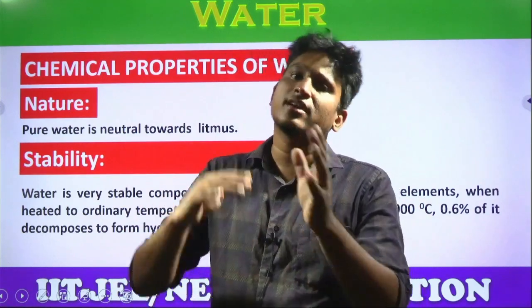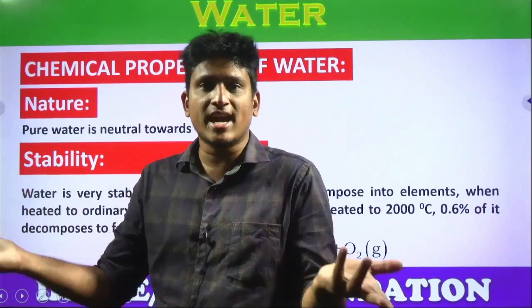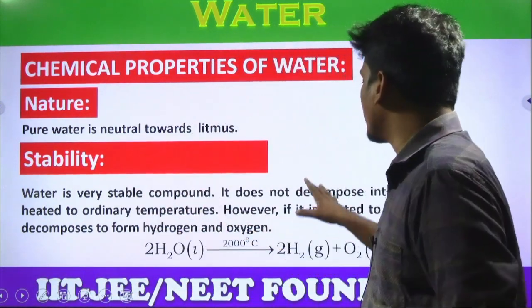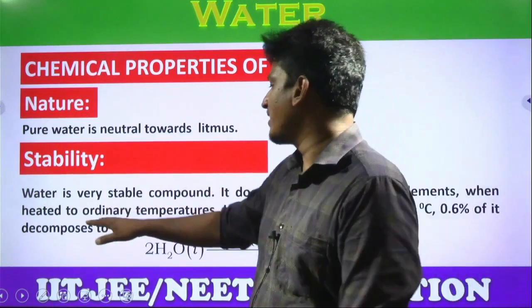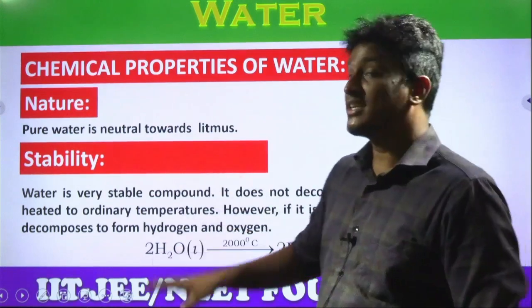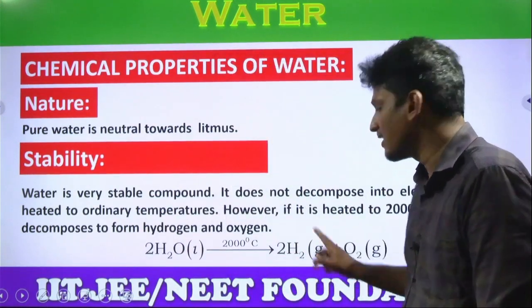It is stable for some temperature conditions only. But still, we can influence water. Water is reacting, right, students? Ultimately, we can influence. So, water is a very stable compound. It does not decompose into elements when heated at ordinary temperatures. But when you heat at 2000 degrees Celsius, it decomposes into hydrogen gas and oxygen gas.